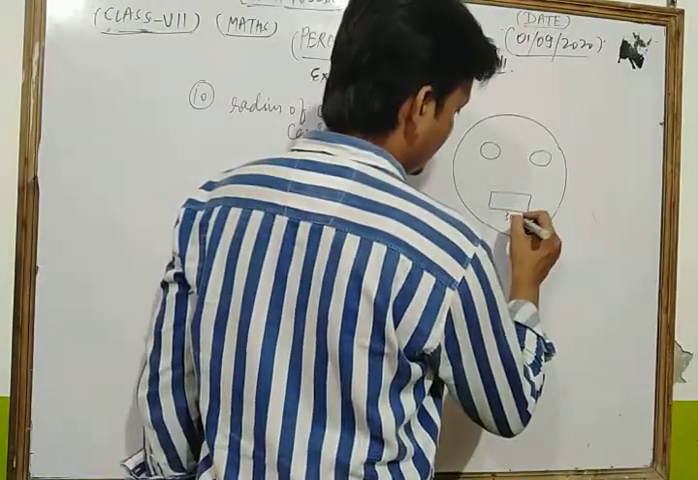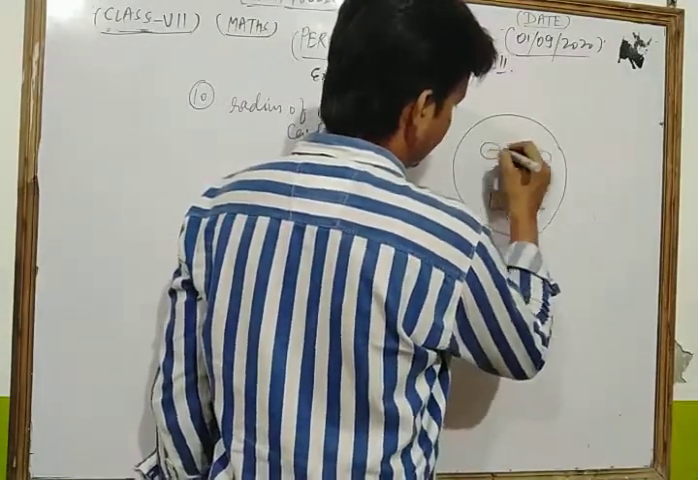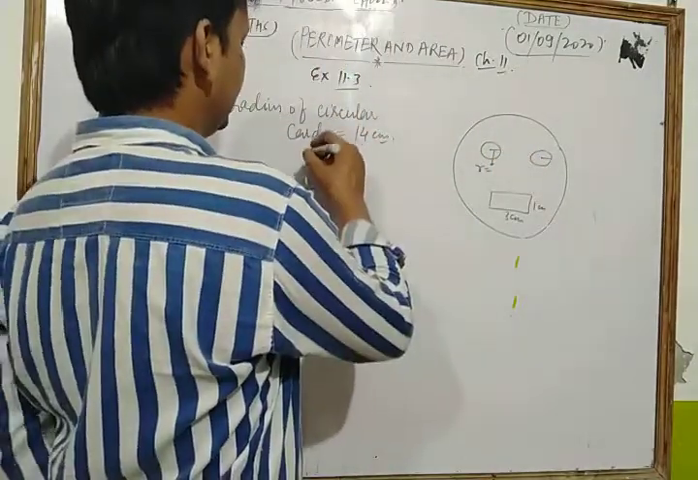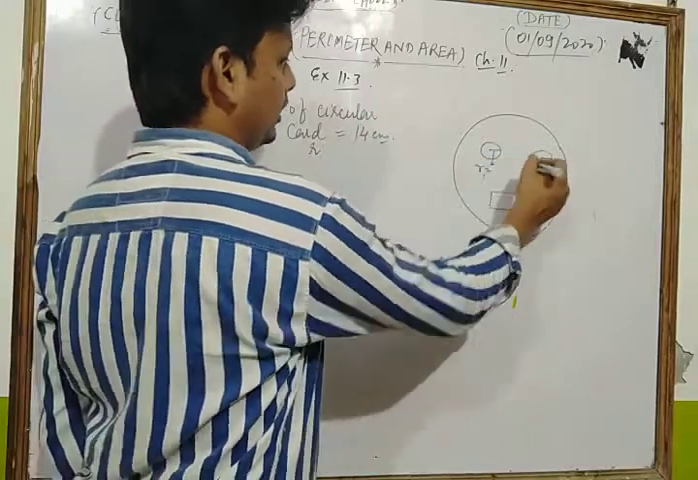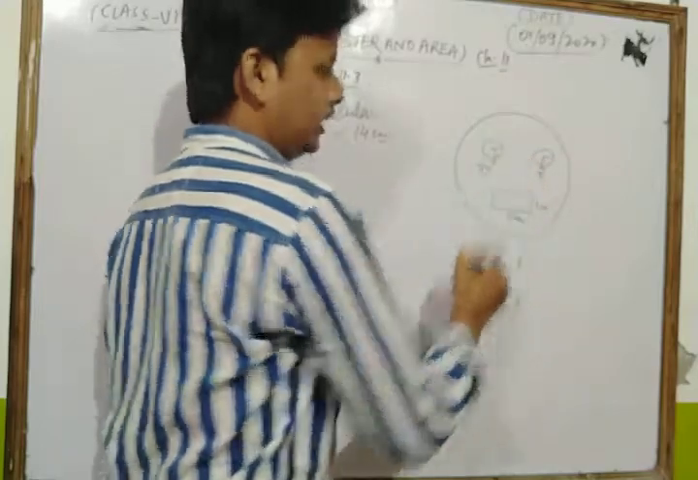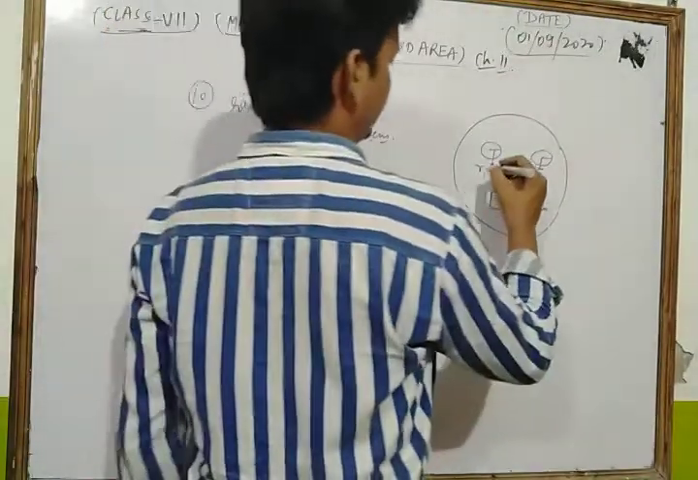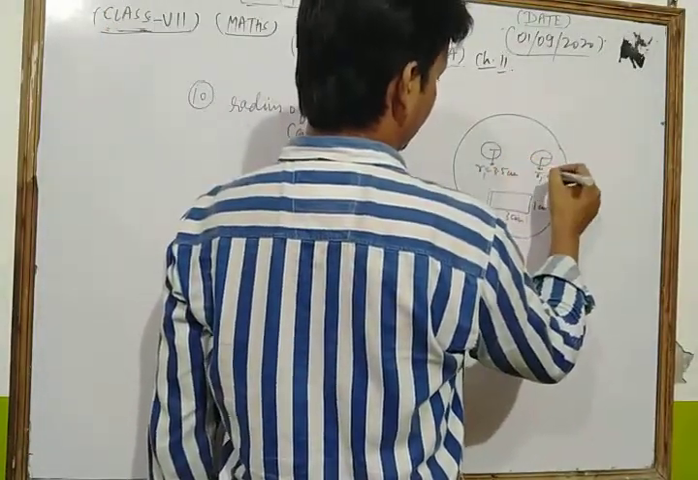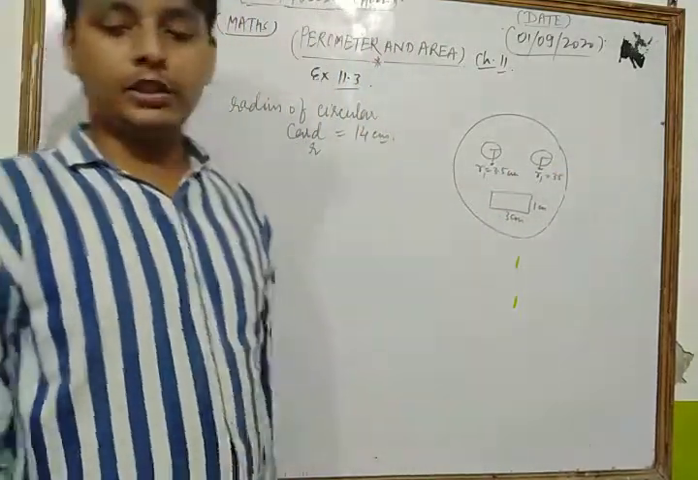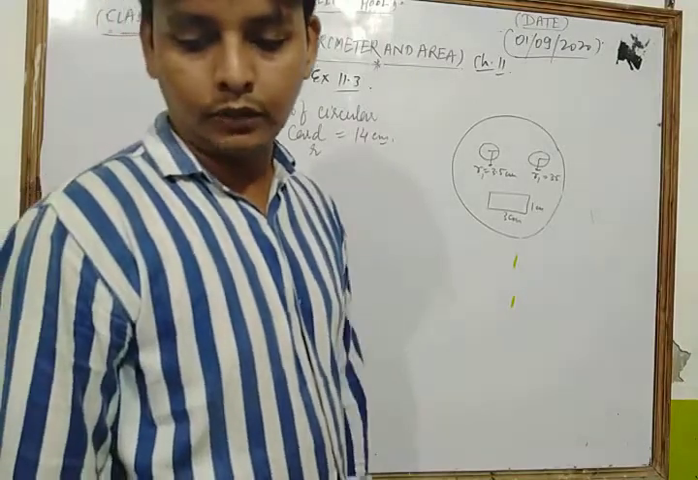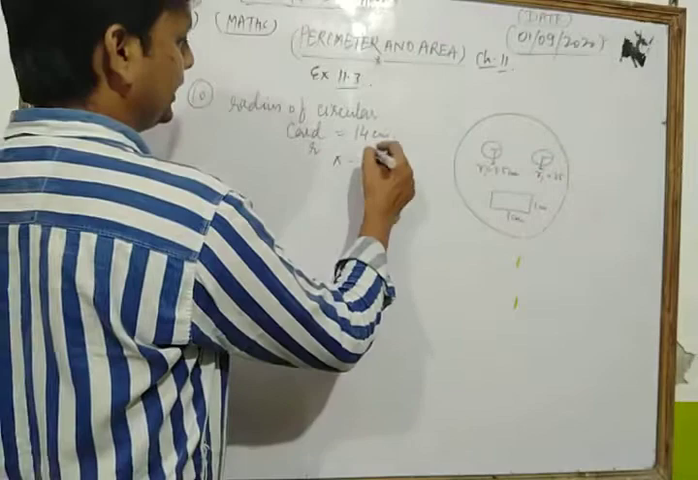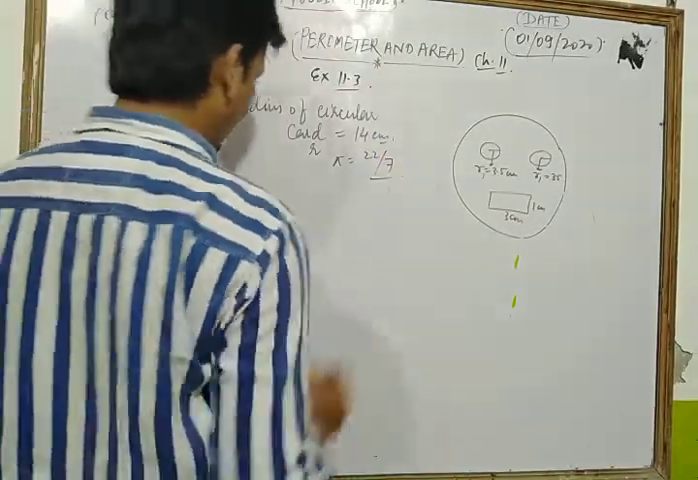This is 3, this is 1, and the radius of each small circle is given by r1, which is the same for both circles. r1 is equal to 3.5 centimeter. Okay, dear students. Now we have to find the area of the remaining sheet, and take the value of pi as 22/7 for this question. Now look at the solution.